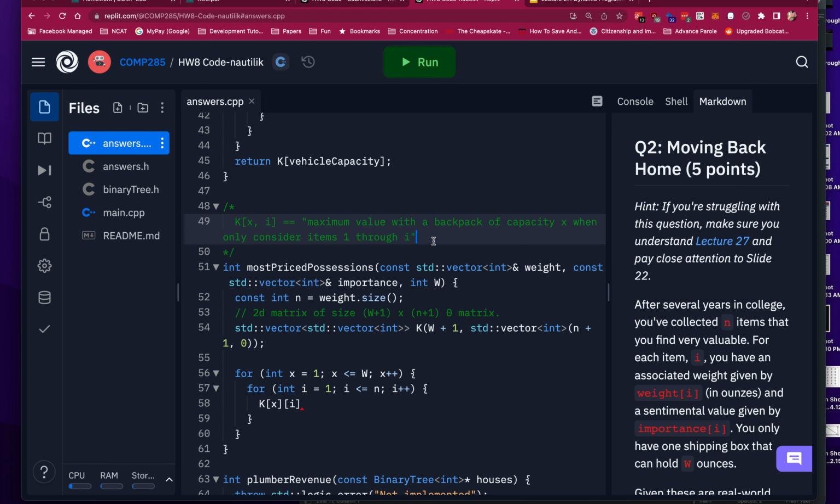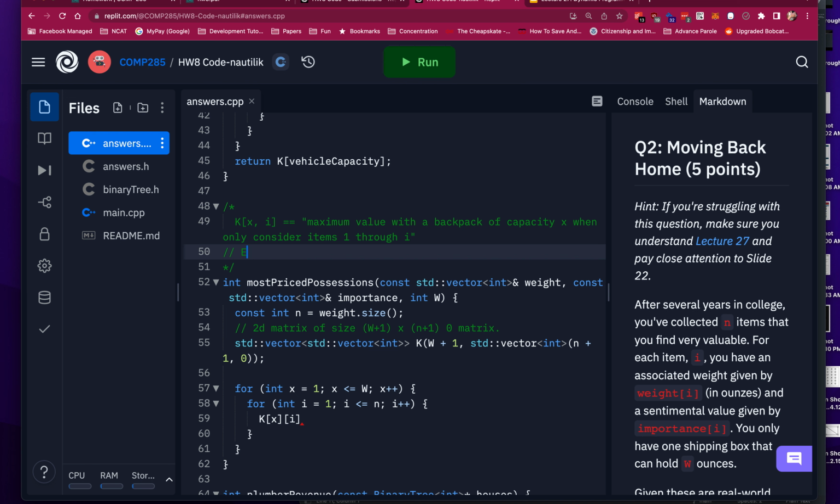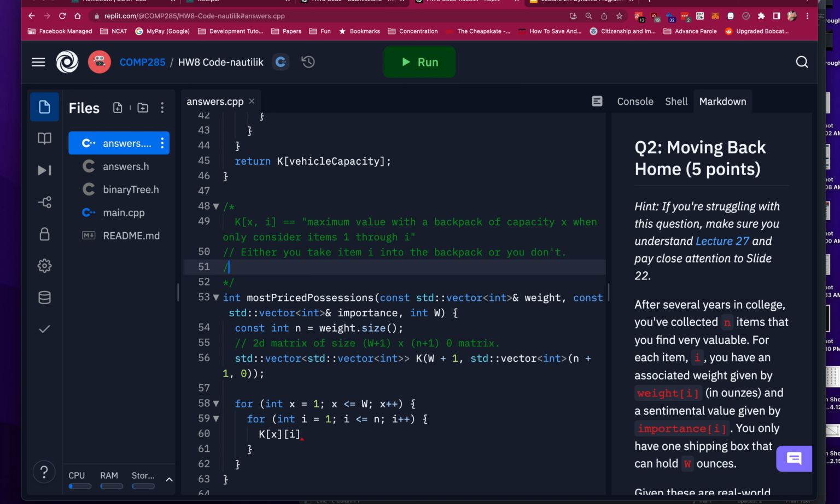And like we said, for K of x, i, the key here is to remember that there are two cases. Either you take item i into the backpack, or you don't. Pretty easy. So in the case where you do take it, then K of x, i is going to be equal to the value of item i, because you took it, right? Plus K of x minus the weight of i, because now you have a smaller backpack to fill, and you consider the i minus 1 items. So you already took item i, so you can't consider it again, so you consider the smaller set of 1 up to i minus 1 items, and then you consider smaller backpacks because you already took it.